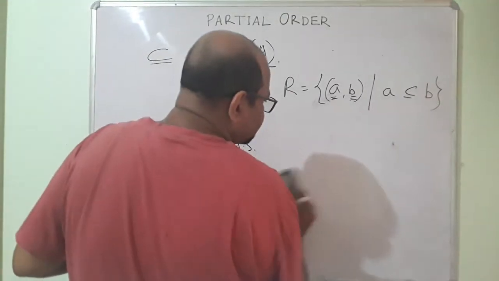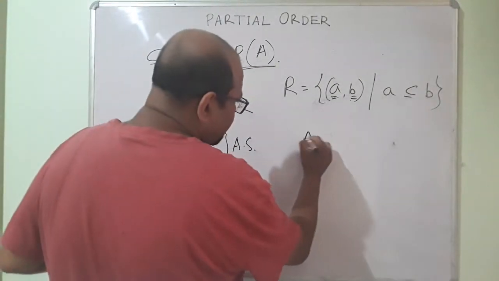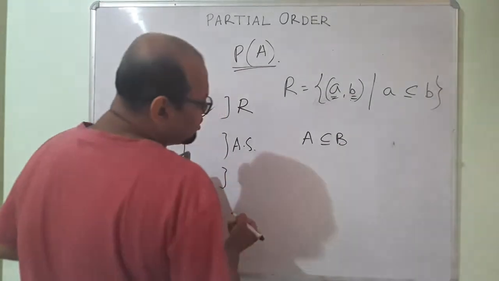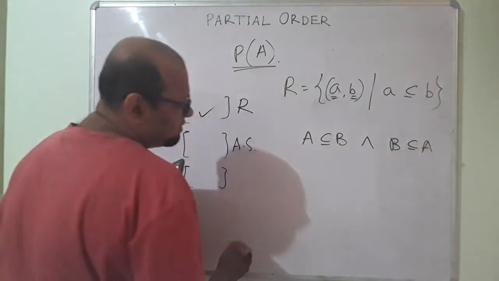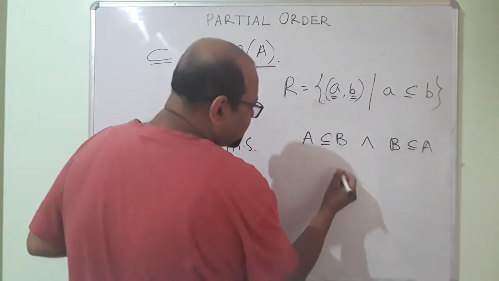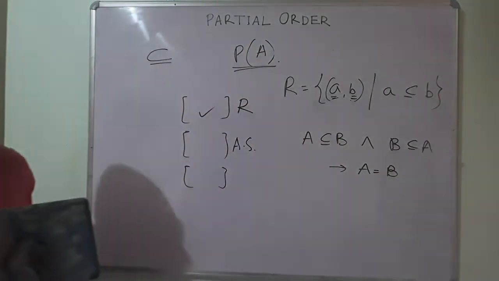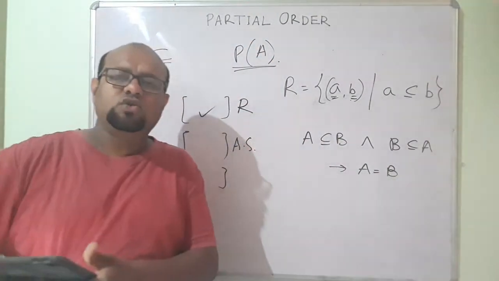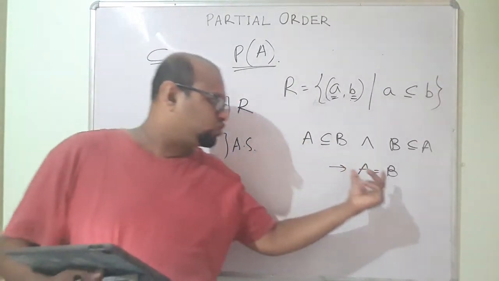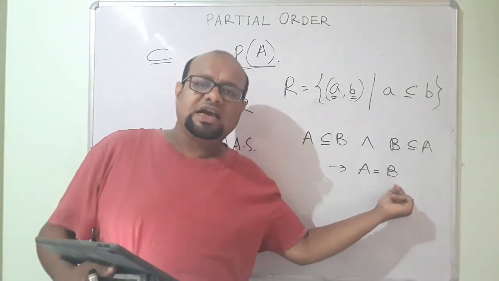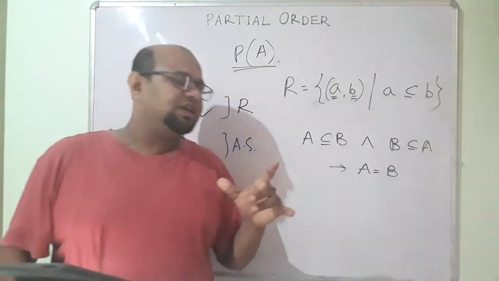What does it mean to say that this is antisymmetric? A is a subset of B and B is a subset of A. When is this possible? We know this is the definition of equality. This means A is equal to B. So we already know that in order to prove that two sets are equal, we have to show that one set is a subset of the other and the other is a subset of the first. Alright. So that is how we can show that two sets are equal.